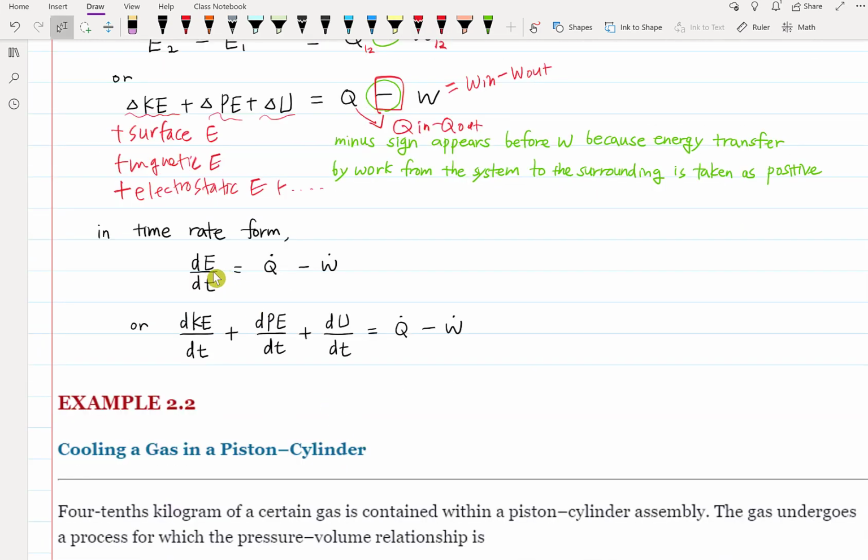The first law of thermodynamics is also expressed as a time rate. Time rate of energy change equals Q dot minus W dot. The dot over a symbol indicates time rate. And the unit of time rate of energy is joule per second or kilojoule per second.